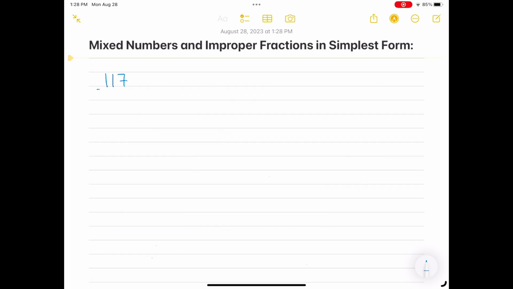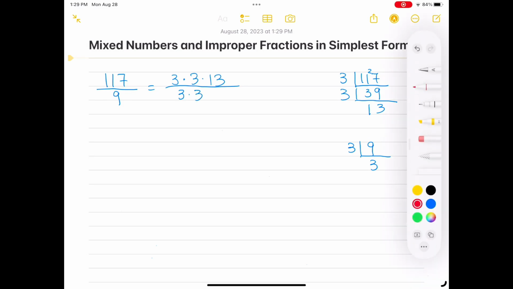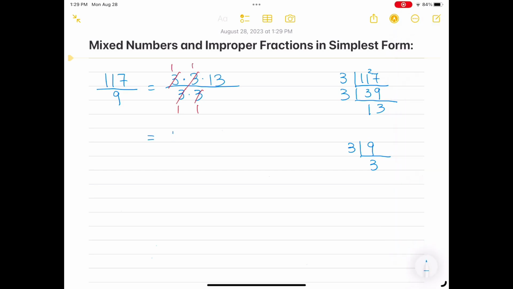To write 117 ninths in its simplest form, we write the prime factorization for 117, and that works out to be 3 times 3 times 13. And the prime factorization for 9 is 3 times 3. So we cancel like factors from numerator to denominator. Both the 3's cancel out, leaving us just 13 in the numerator. So 117 ninths simplifies to 13.